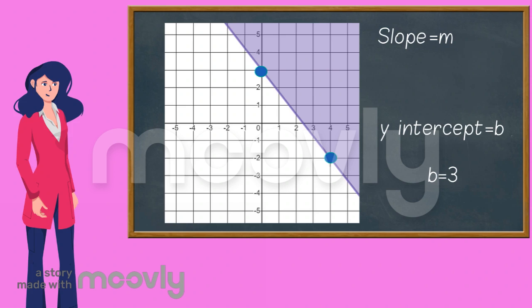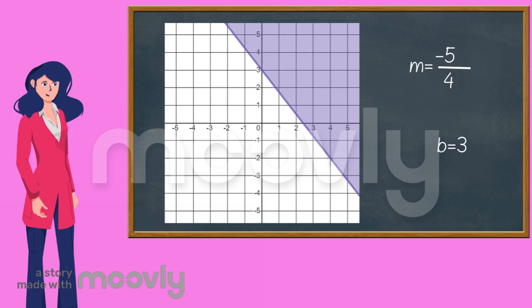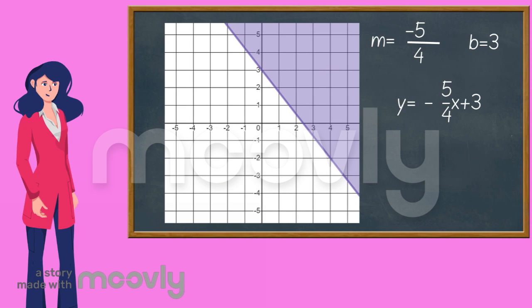So then what we can do is we can either count the boxes or we can set this up as a fraction with our rise over run to figure out what our slope is. So now that we have our slope of -5/4 and our y-intercept of 3, let's go ahead and put those into our slope-intercept equation. That's our y equals mx plus b. We're going to have y equals -5/4x plus 3.